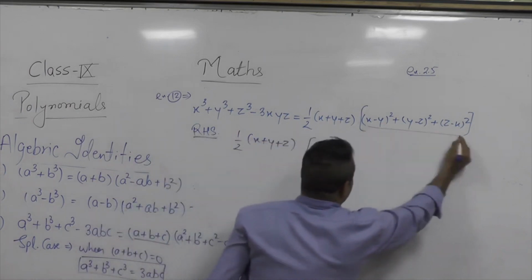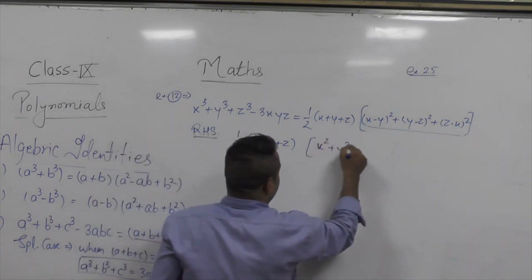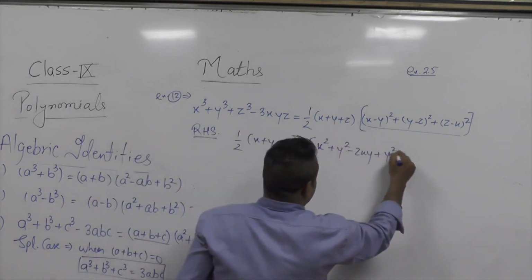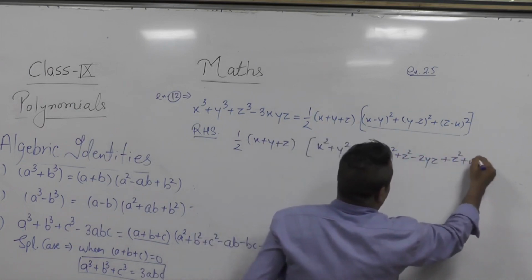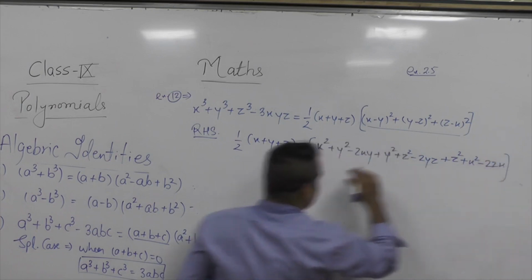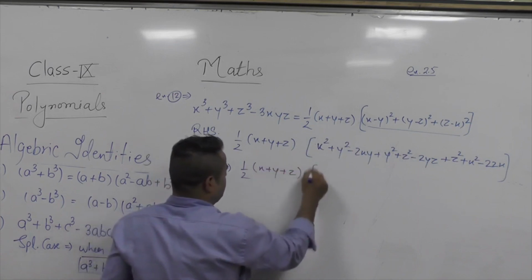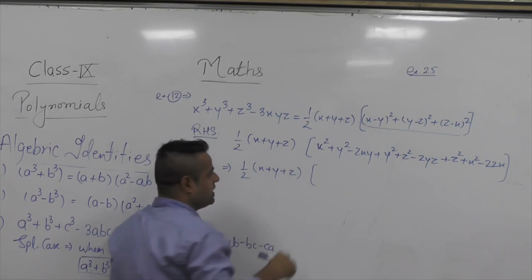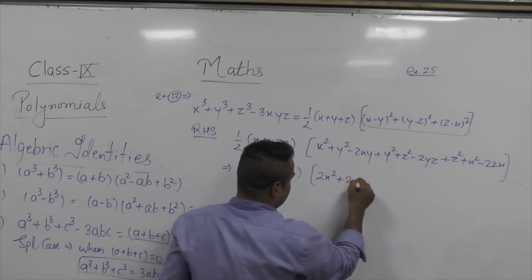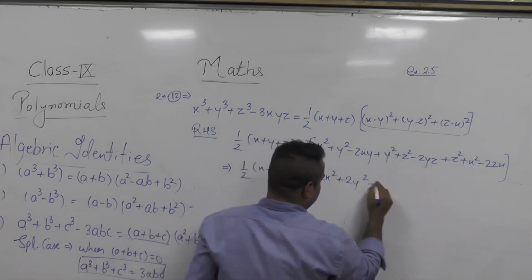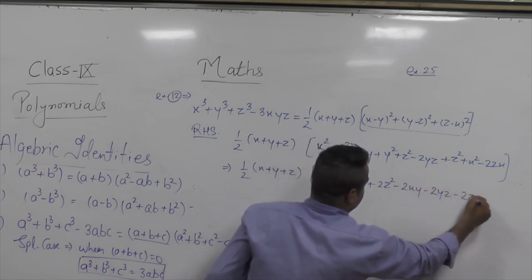What we can do here, we can apply each of the identities as (a minus b) whole square, so that we can get x square plus y square minus 2xy, y square plus z square minus 2yz, and z square plus x square minus 2zx. Now do one thing, just add the like terms we are getting. x square becomes 2x square, y square becomes 2y square, z square becomes 2z square. Then 2xy, 2yz and 2zx.